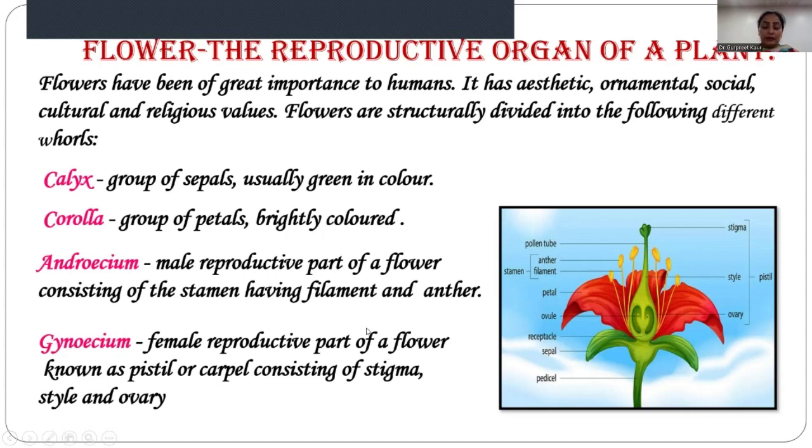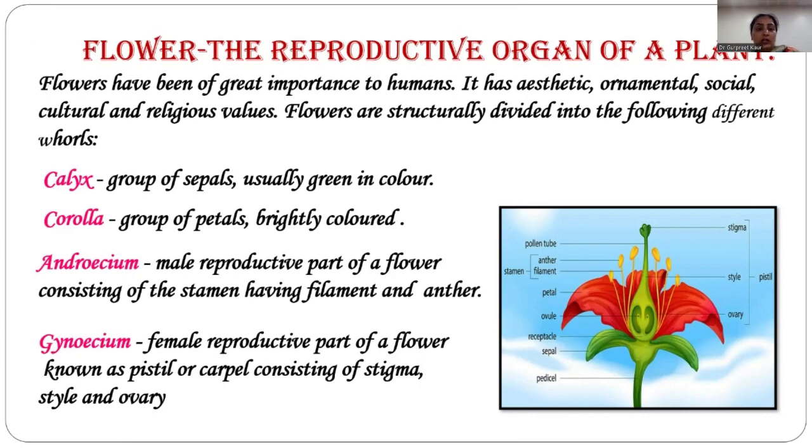See, plants are growing. Seed is there. We sow the seed. It becomes a seedling, the sprouts we can say. From the seedling, it becomes a plantlet. Plantlet becomes a plant. Vegetative growth of the plant is there. Then comes the flowering and then comes the fruiting. Flower is the reproductive organ because it contains both male and female gametes. Male gametes are in the flowers, female gametes also in the flowers. So flower is a part of great importance to humans. It has aesthetic, ornamental, social, cultural, and religious values.